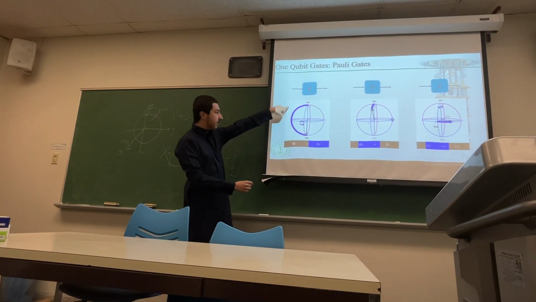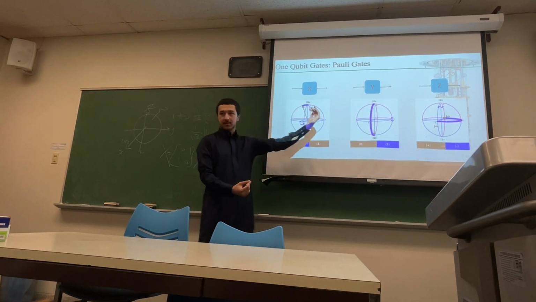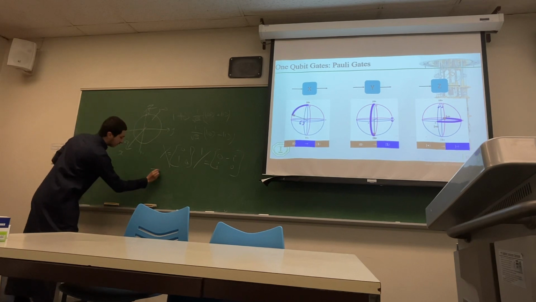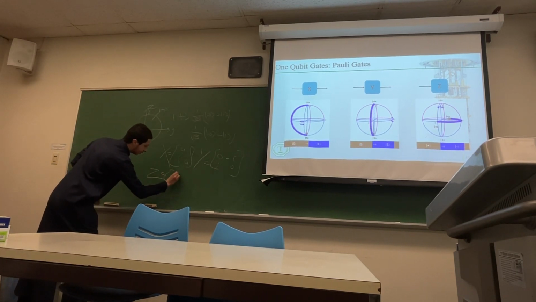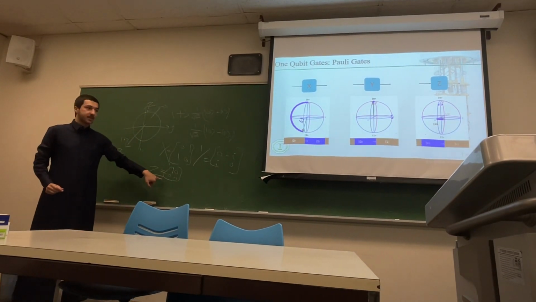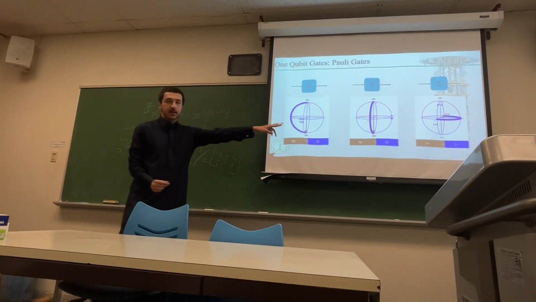So that's why we see it here. It's almost like from left to right. This is coming towards us. And with the z, it's 0, 1, 0, 0, negative 1. So 0 stays as 0, and 1 becomes negative 1. And we can see it here.